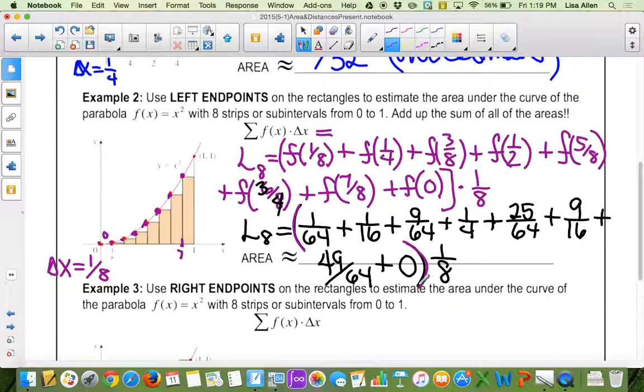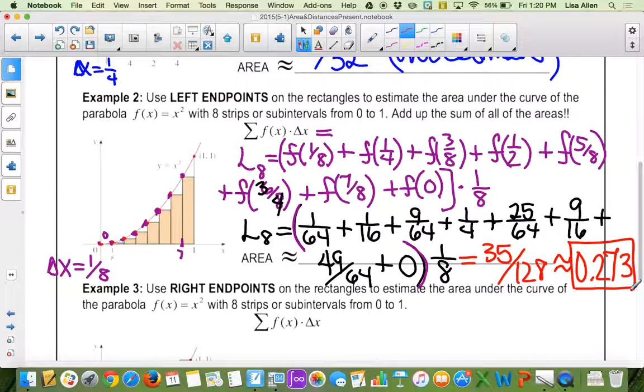And you should get a value of 35/128, which is approximately 0.27. 0.27 something. Three digits, remember: 273 when you divide that. So now you have an approximation, which is a low estimate. This is, again, a lower estimate.